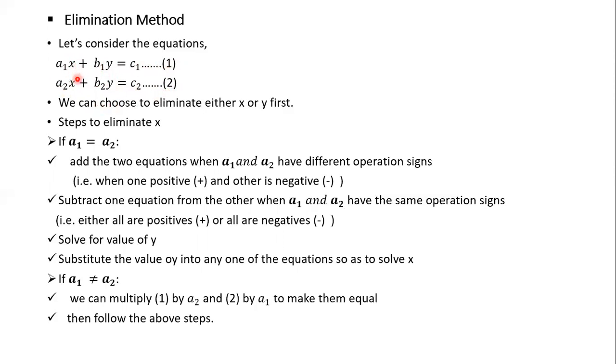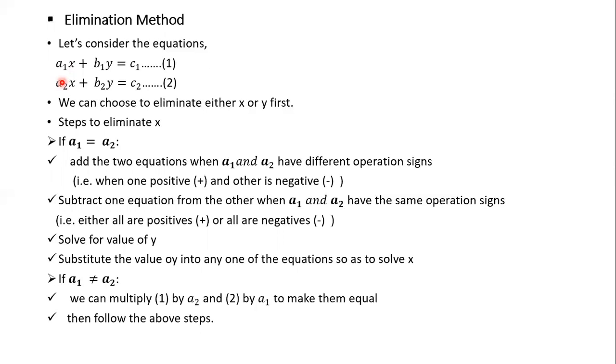So now in case we want to eliminate, let's say, x, we're going to take the variable x out and solve for y. We can follow the following steps. Step 1: if a1 equal to a2, that is, if the number multiplied by x in the first equation and the number multiplied by x in the second equation are equal, that's a1 equal to a2.